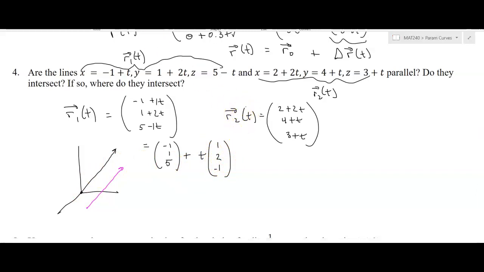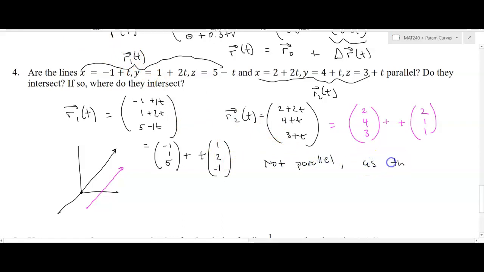What position or what vector is this guy moving along? Well, if I do the same thing, it starts off at the position 2, 4, 3, and where it starts is irrelevant to whether the lines are parallel or not. If I do the same thing, break this second vector apart into 2, 1, 1, I can see they're both moving along different vectors. So they're not parallel as they move along different vectors.